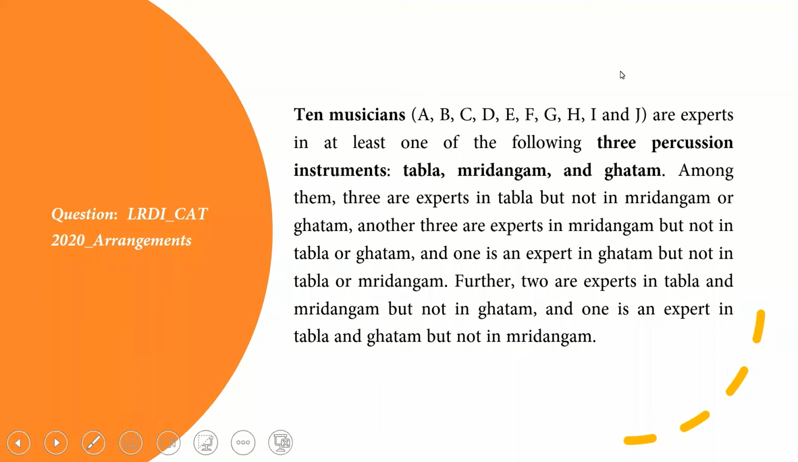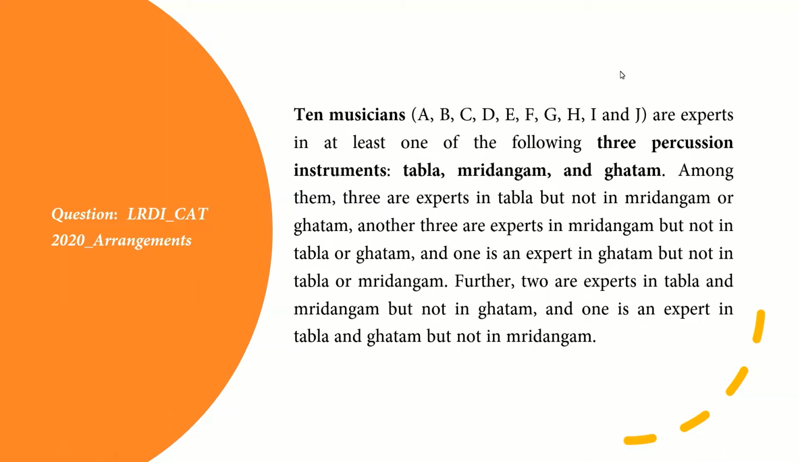2020 slot 1 paper. So we are having 10 musicians A, B, C, D, E, F, G, H, I, and J. They are experts in at least one of the 3 percussion instruments. That is the tabla, the mridangam, and the ghatam. Among them, 3 are experts in tabla, but not in mridangam or ghatam. Another 3 are experts in mridangam, but not in tabla or ghatam. And 1 is an expert in ghatam, but not in tabla or mridangam. Further, 2 are experts in tabla and mridangam, but not in ghatam, and 1 is an expert in tabla and ghatam, but not in mridangam.